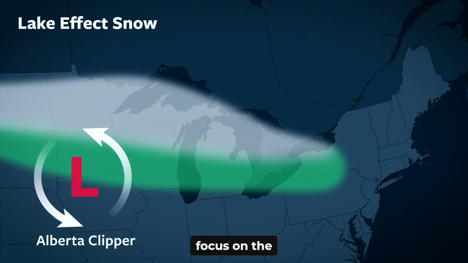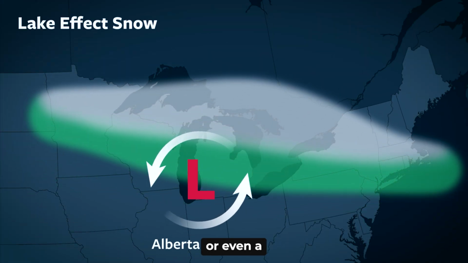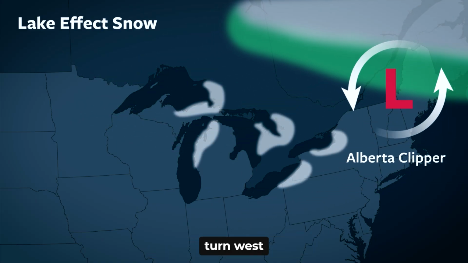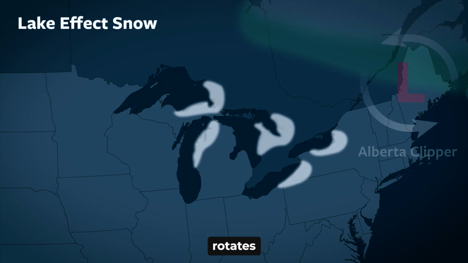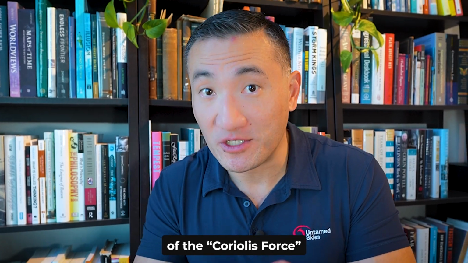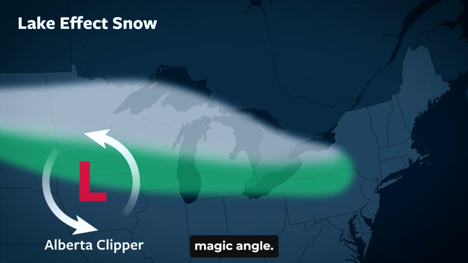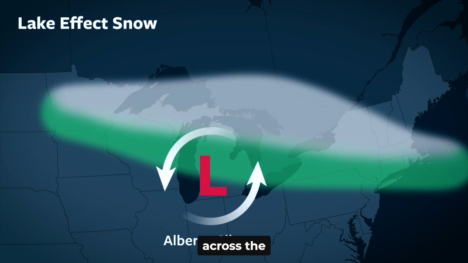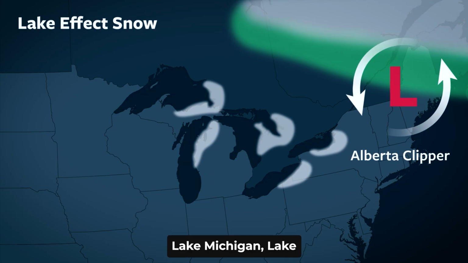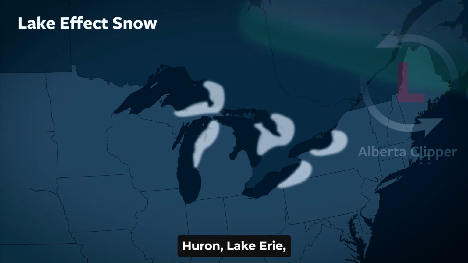Now, let's focus on the Great Lakes. When an Alberta Clipper or even a classic mid-latitude cyclone moves through, the winds behind it often turn west or northwest because the storm rotates counterclockwise in the northern hemisphere. More on that and the magic of the Coriolis force in a future video. And that's the magic angle. If the wind direction lines up across the axis of the lake, it can generate a ton of snow downwind of Lake Superior, Lake Michigan, Lake Huron, Lake Erie, and Lake Ontario.